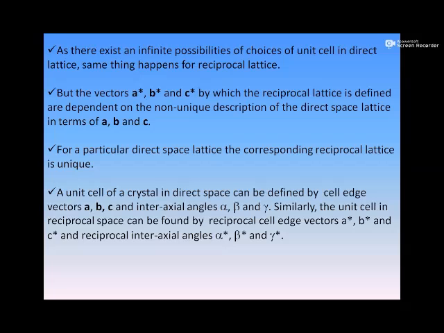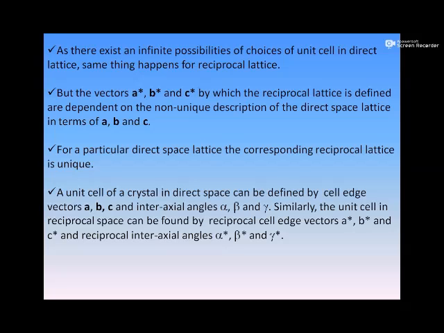But what are the facts about the reciprocal lattice? The three non-coplanar vectors A star, B star, C star, by which we define a reciprocal lattice, must depend on the initial choice of the direct space lattice in terms of A, B, C. So once you primarily choose a set of A, B, C to define a unit cell, then you get a unique A star, B star, C star. So for unique A, B, C, you get unique A star, B star, C star. Now as A star, B star, C star depends on A, B, C, in the reverse way I can say that A, B, C depends on A star, B star, C star.